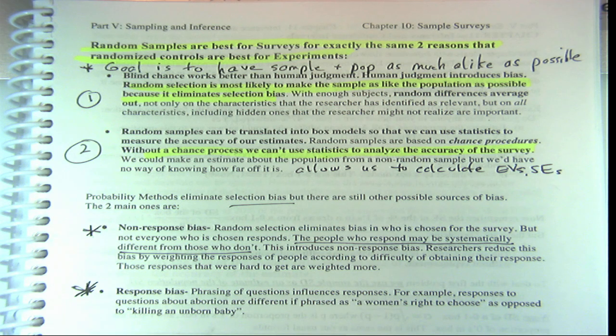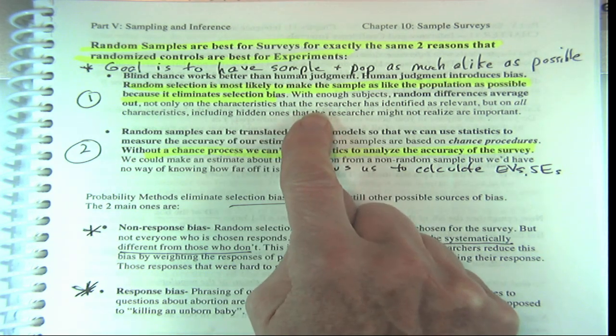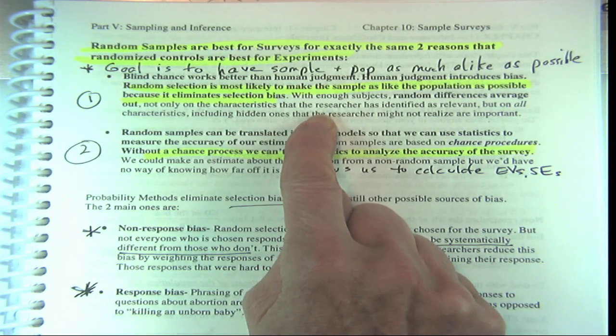What are the characteristics? Well, let's say we wanted to do a political poll and we wanted to see who was most likely to win the election. Well, we certainly would want the same percent of Democrats. We'd identify Democrats and Republicans as being important, but other factors that determine whether somebody would be a Trump supporter might be hidden to us. And so if we do a random selection, those differences will average out.